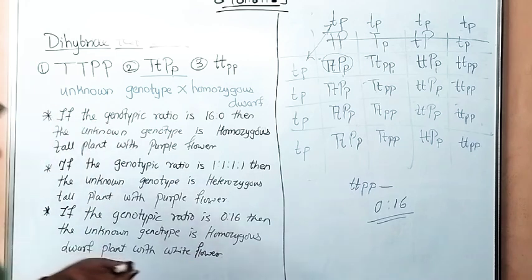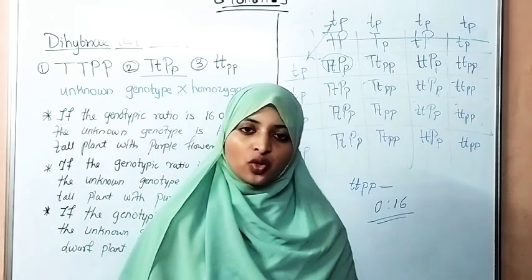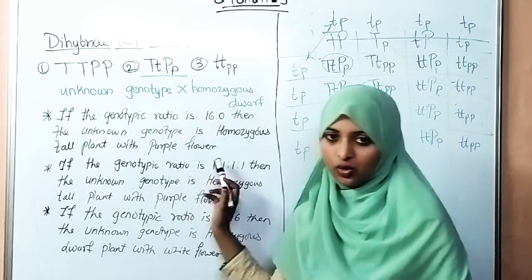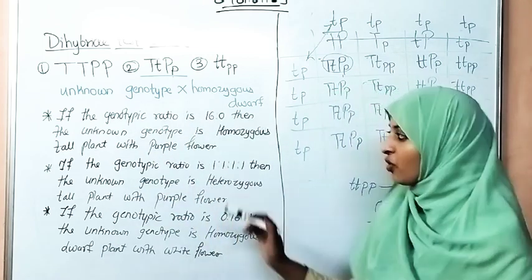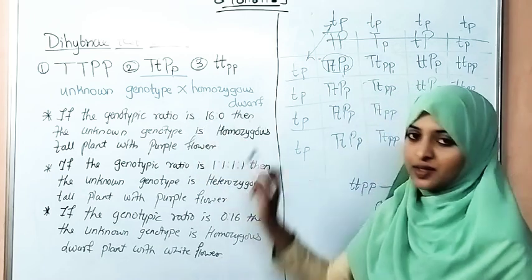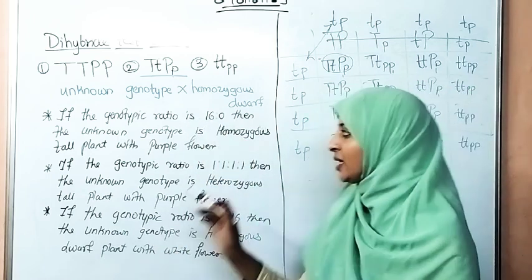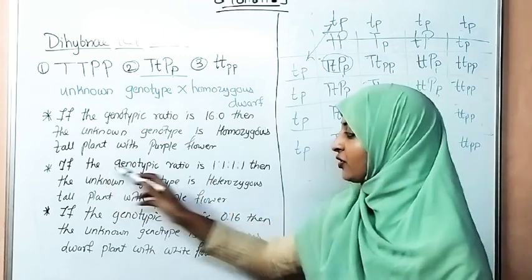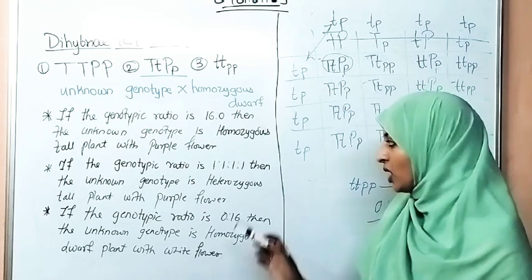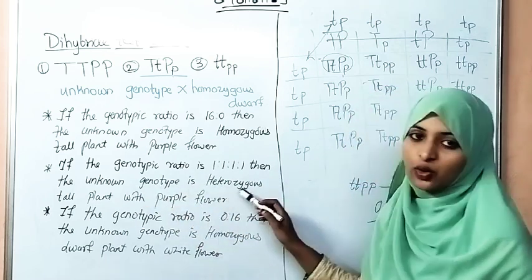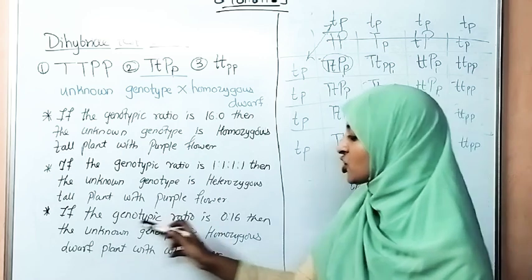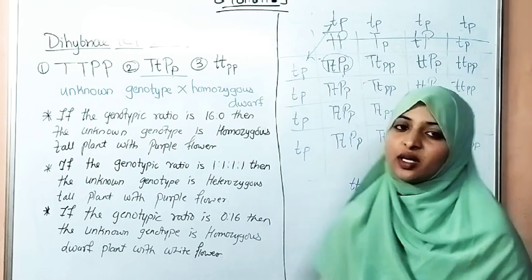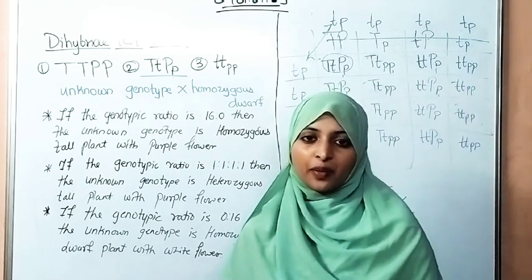So this was about the test cross. We have discussed the monohybrid cross and its ratios. In the monohybrid cross, if the genotypic ratio is 4 to 0, then the unknown genotype is a homozygous tall plant. If the genotypic ratio is 1 to 1, then the unknown genotype is heterozygous tall. If the genotypic ratio is 0 to 4, then the unknown genotype is homozygous dwarf. We have discussed this for the monohybrid cross.